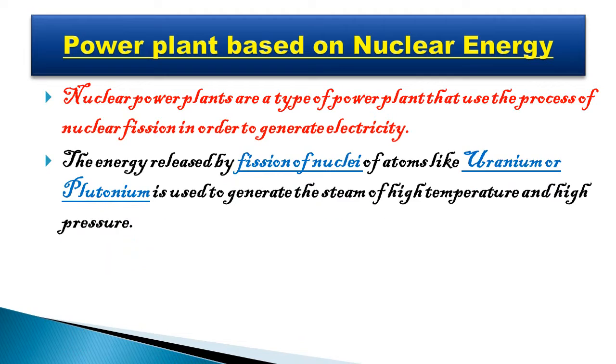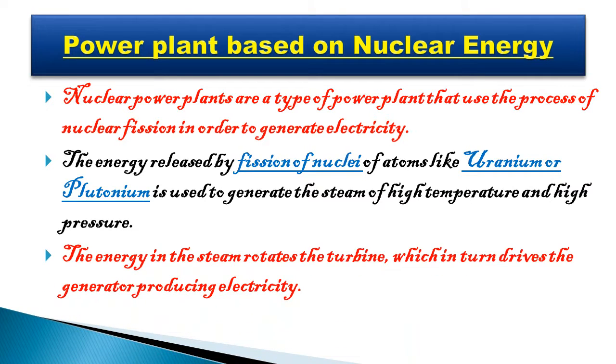The energy released by fission of nuclei of atoms like uranium or plutonium is used to generate steam of high temperature and high pressure. Nuclear fission is done on the nucleus of an atom like uranium or plutonium, because these are very heavy elements, and these elements split into the nuclei of lighter elements. So this is nuclear fission. And the energy in the steam rotates the turbine, which in turn drives the generator, producing electricity.